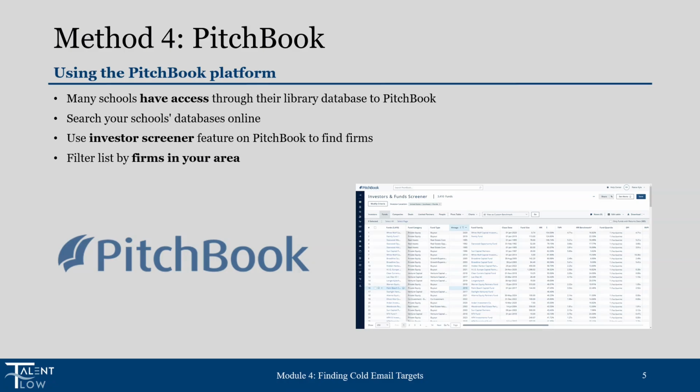The next method we're going to use to find firms is PitchBook. Many schools have access through their library databases to PitchBook, so check yours out and see if you have access. If you don't have access to PitchBook, sorry, just skip through this one and get to the next one. Now, we're going to use the Investor Screener feature on PitchBook to find firms, and we can filter this list by firms in your area or any city that you're looking at. So let's jump over there and see how it works.